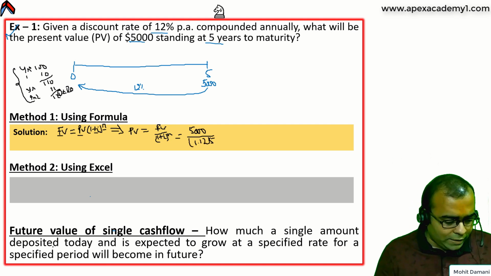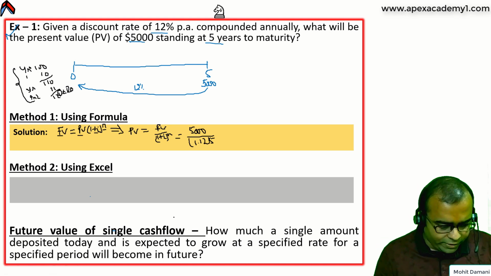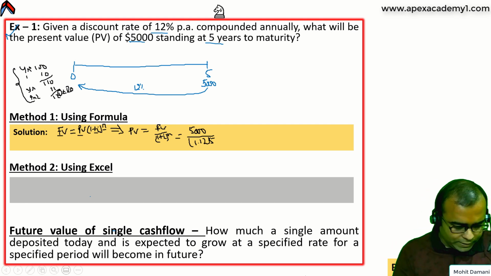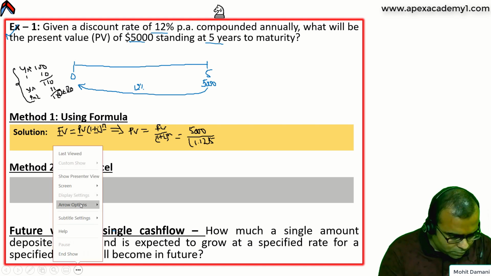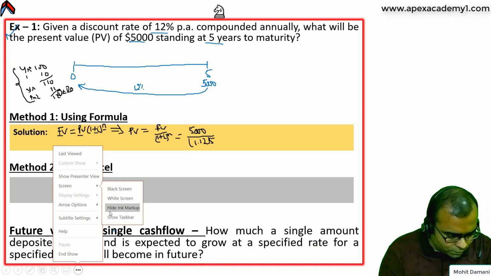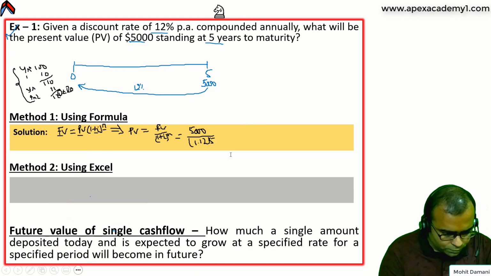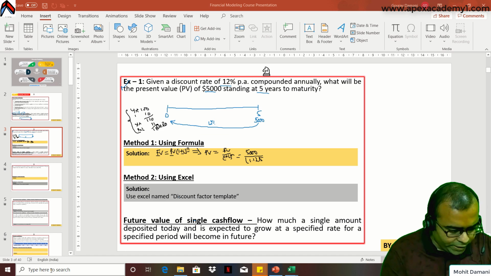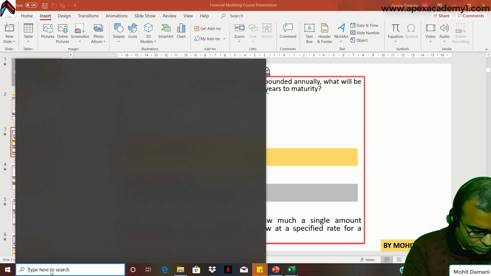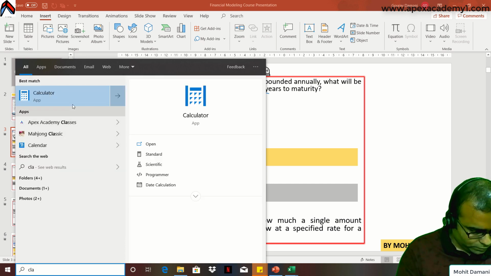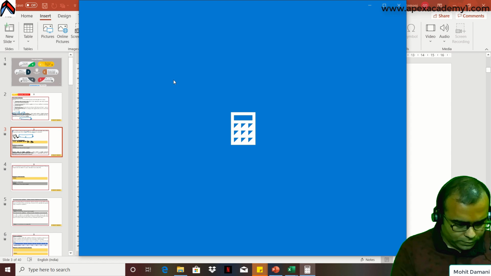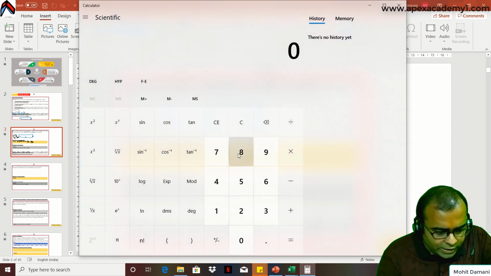So if I am to do that, I need a scientific calculator. Once I come out of the screen, just a second. Okay, and I would need a calculator now. Yeah, I have a scientific one.